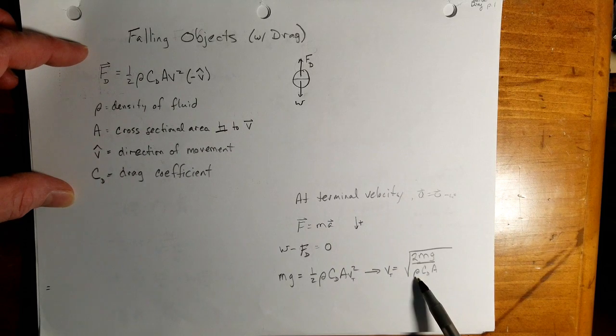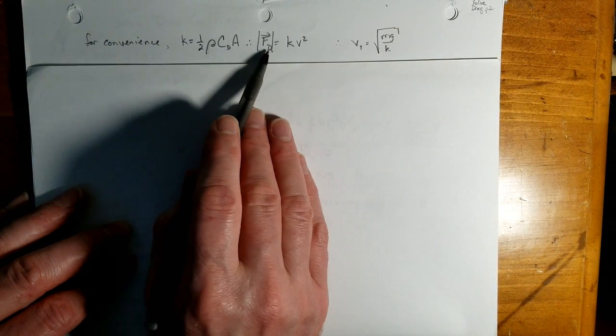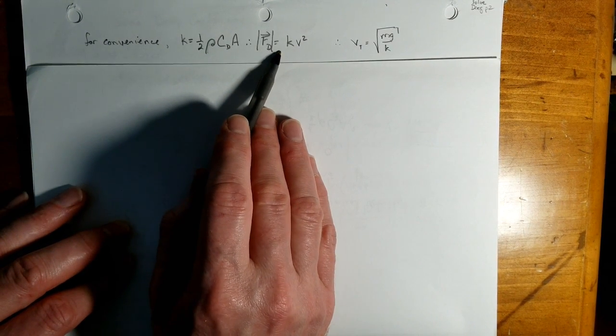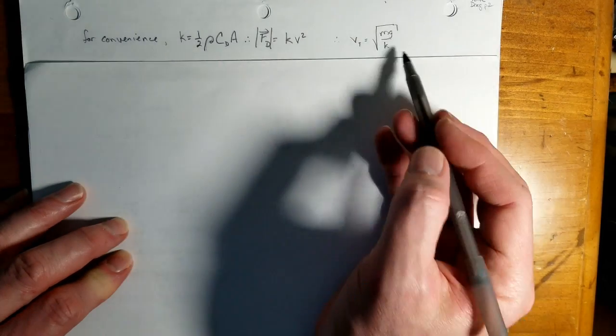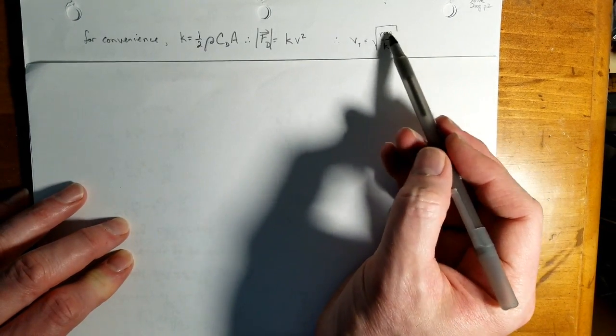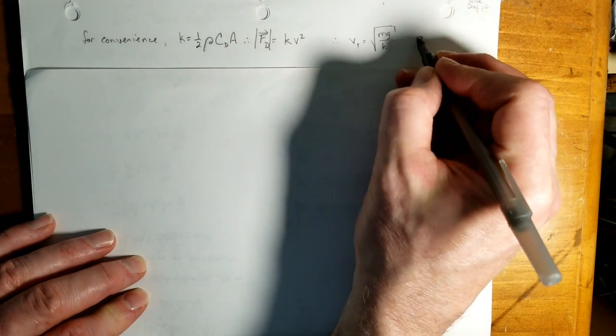We have a number of things here which are specific to a situation. So I'm going to do a little substitution here and just break it down into simpler terms. I'm going to let K equal 1/2 rho CD A. In other words, the drag force is directly proportional to V squared by this proportionality constant, which I'm calling K. And so my terminal velocity is the square root of mg over K. So that is the situation for acceleration equal to 0.